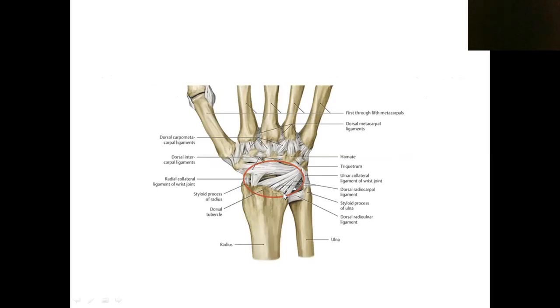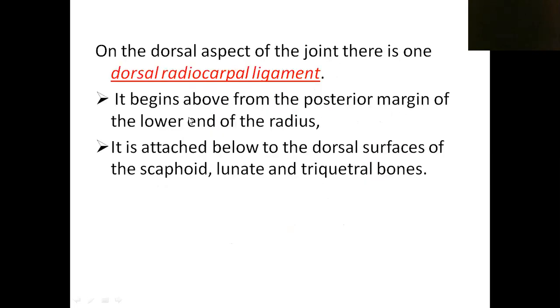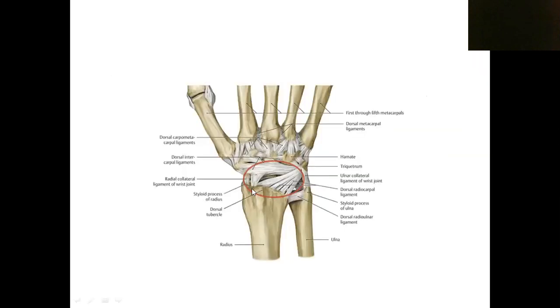Okay, so it is arising from the posterior margin of the lower end of the radius. The lower end of that ligament is attached to the scaphoid, lunate, and triquetral bone. See, this is a posterior border of the lower end. From here, it is inserting to the scaphoid, lunate, and triquetral. So this ligament is the dorsal radiocarpal ligament. Okay, so these are the features of that capsule.